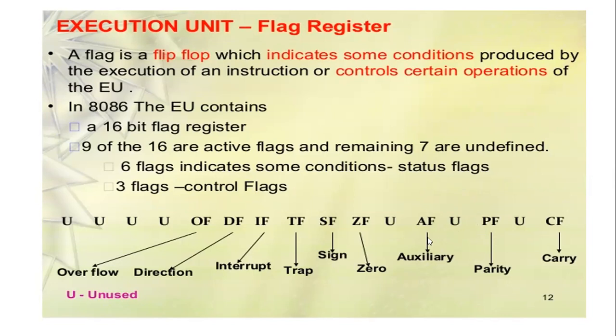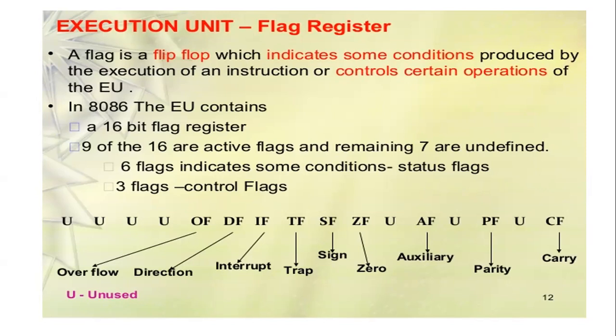Next, auxiliary flag. The auxiliary flag is affected by the ALU. It results in a carry or borrow from the lower nibble to the upper nibble. That means the data is divided into D0 to D7. If any addition, that means if any carry is obtained from D3 to D4, then auxiliary carry will be in set mode. Or else if you are borrowing any digit from D4 to D3, then also the auxiliary carry is set as 1.